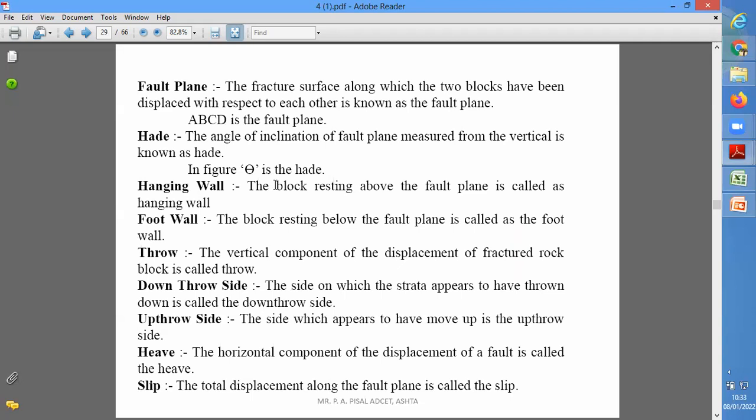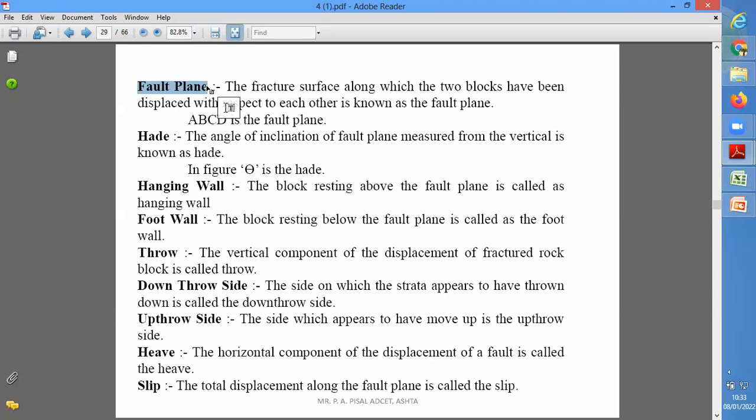So now the meaning of all these points which we have discussed. First is the fault plane. The fault plane is the surface where the blocks move relative to each other. Next, hade means the angle made by the fault plane with the horizontal layers. Hanging wall means the block which rests above the fault plane. The block which rests below the fault plane is considered the footwall.